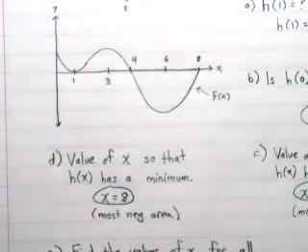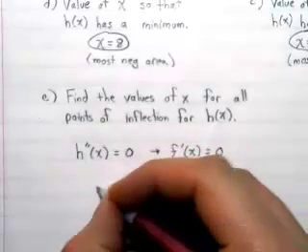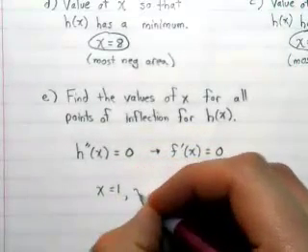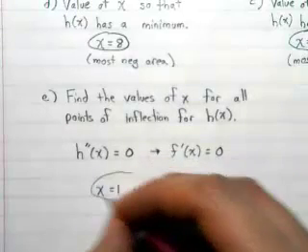1, 3, and 6. So 1, 3, and 6 are those places where the first derivative of f is equal to 0, so therefore it is where the second derivative of h is equal to 0. So, yeah, that'd be it, those three. X equals 1, x equals 3, x equals 6.